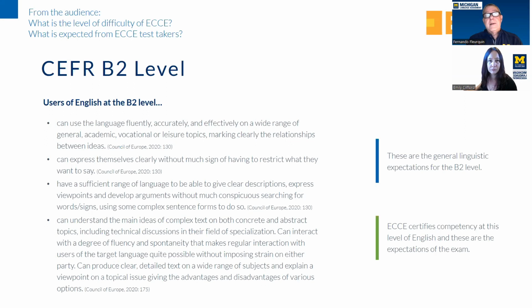They can use language fluently, accurately, and effectively on a wide range of general, academic, and vocational or leisure topics. You can read everything yourselves. They can express themselves clearly without much sign of having to restrict what they want to say. They have a sufficient range of language to be able to give clear descriptions, express viewpoints, and develop arguments. They can understand main ideas. They can interact with a degree of fluency and spontaneity that makes regular interaction with users of the target language quite possible without imposing strain on either party.